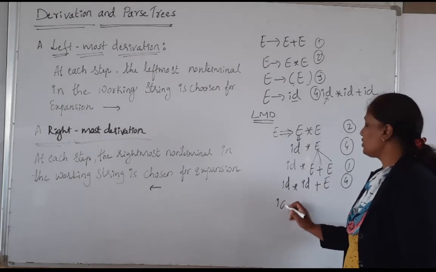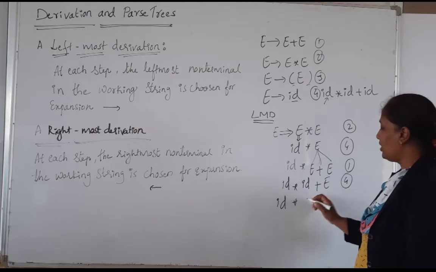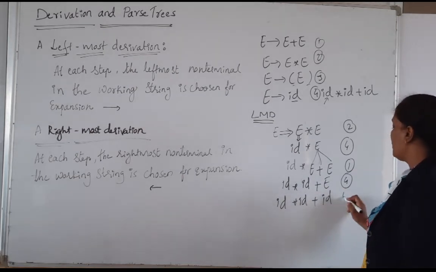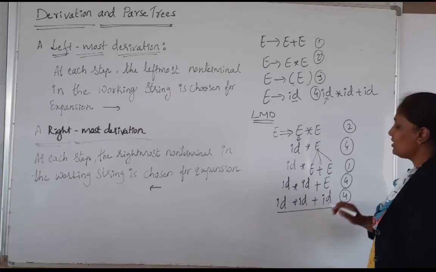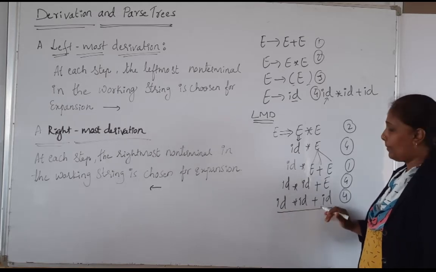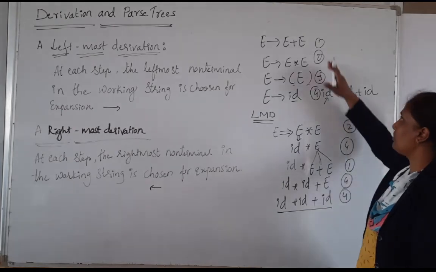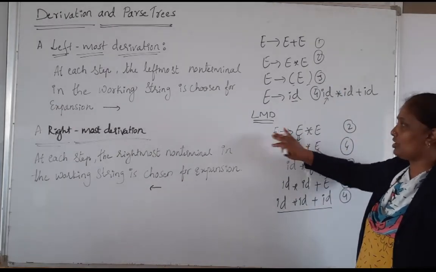Next, in the next iteration, which non-terminal will I derive? The last non-terminal. So what should I take for this non-terminal? That is ID, according to rule number 4 again. So once I derive this, what do I get at the end? That is ID into ID plus ID. So this is the same as the given input string. So I can derive this input string by using this grammar, by using leftmost derivation.